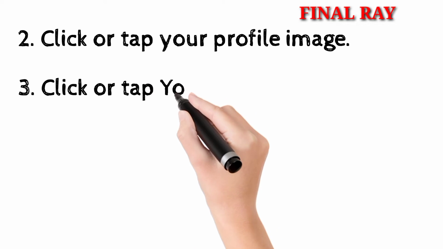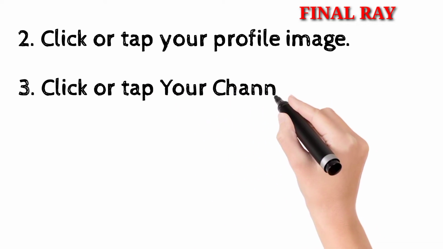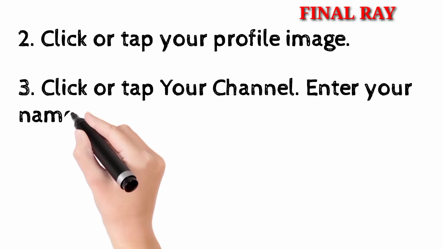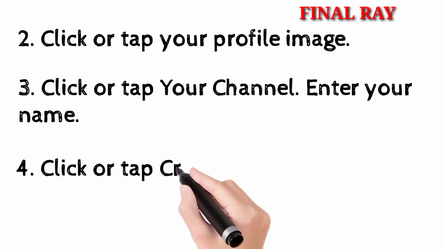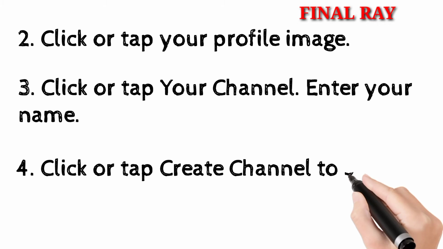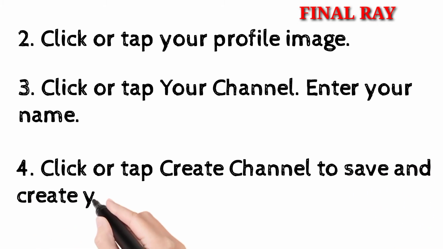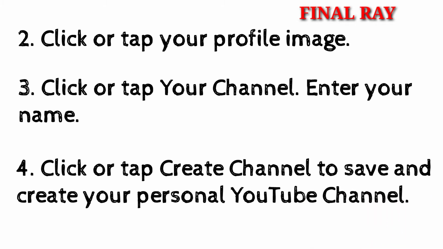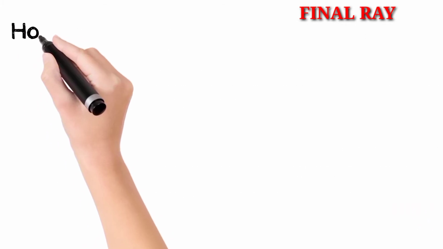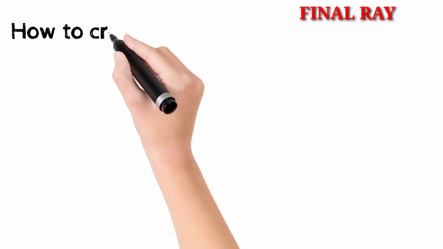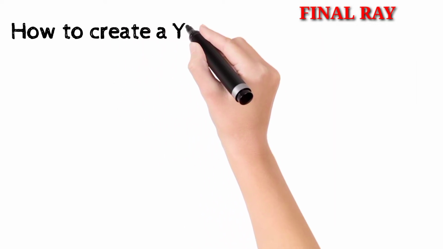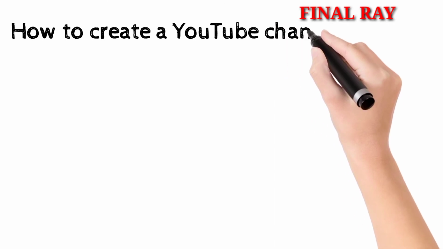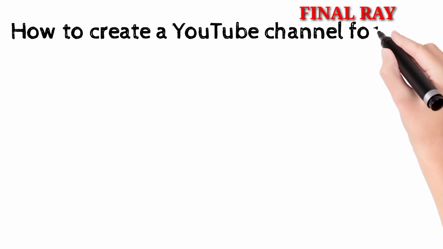Then click on the tab to create a YouTube channel. Enter your channel name, enter your name, and then click the tab to create a channel. Your channel will be created, and it is saved personally on your YouTube, and then start uploading videos. And how to create a YouTube business account. That was a simple method to create your personal account.